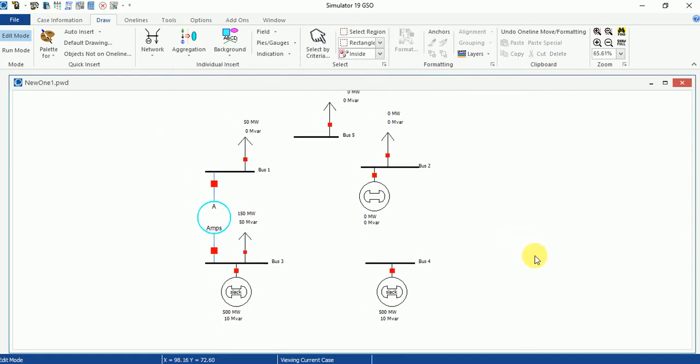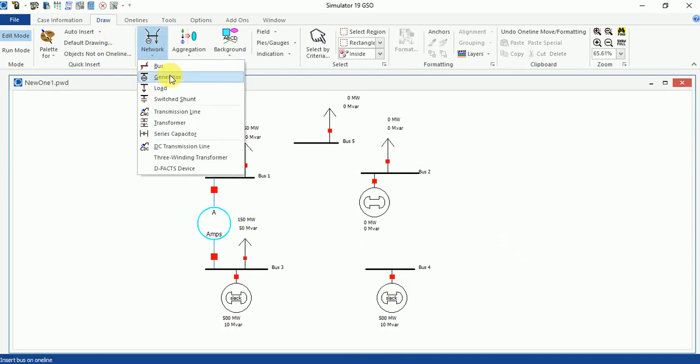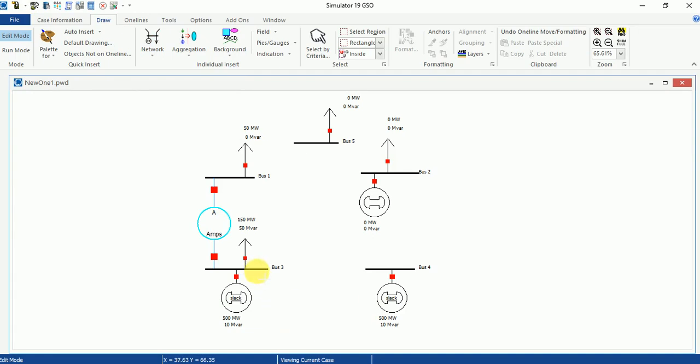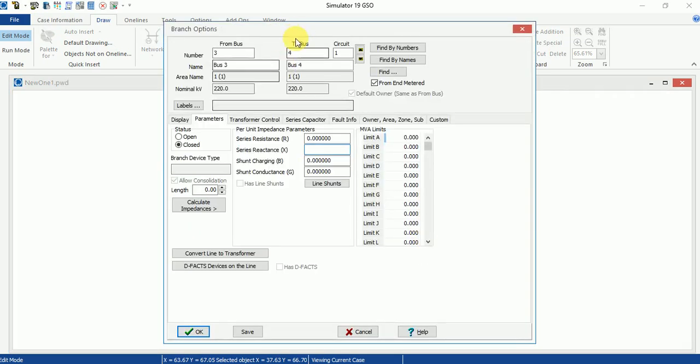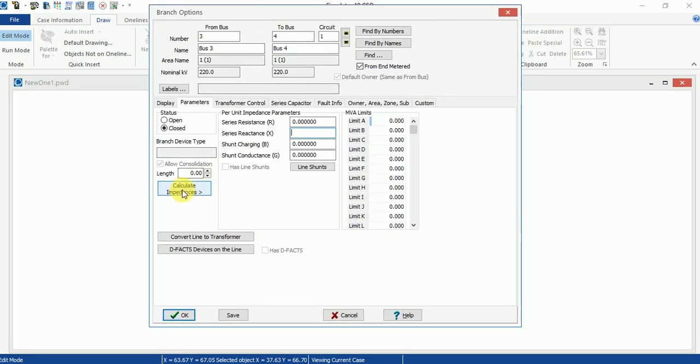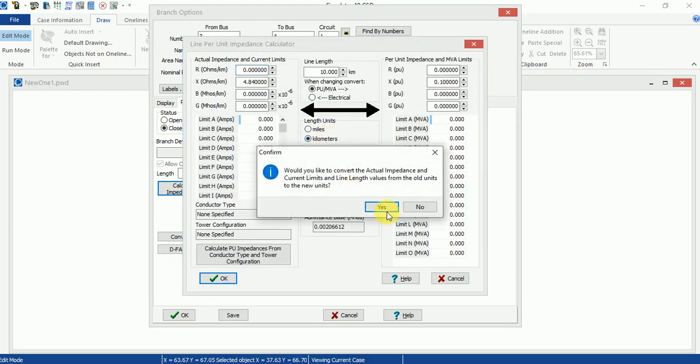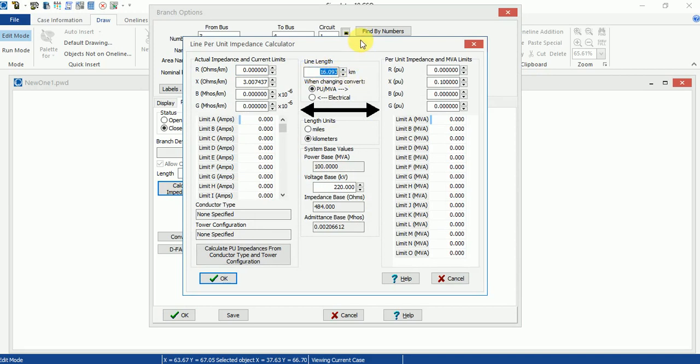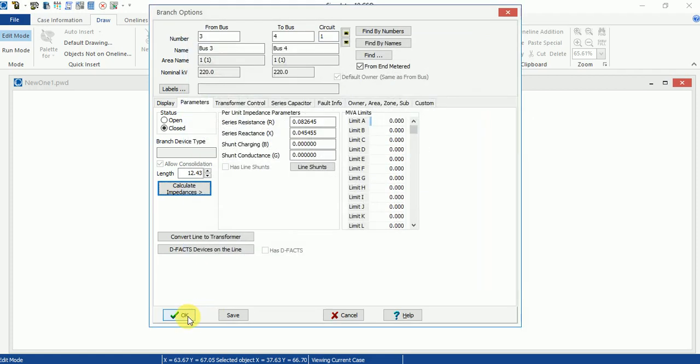Now add transmission line T2. Go to network, transmission lines, and now select calculate impedances from per distance impedance and then select kilometers. Yes, and the distance of transmission line T2 is 20 kilometers, and the R and X values are 2 and 1.1 respectively. So 2 and 1.1. Click OK. Again OK.